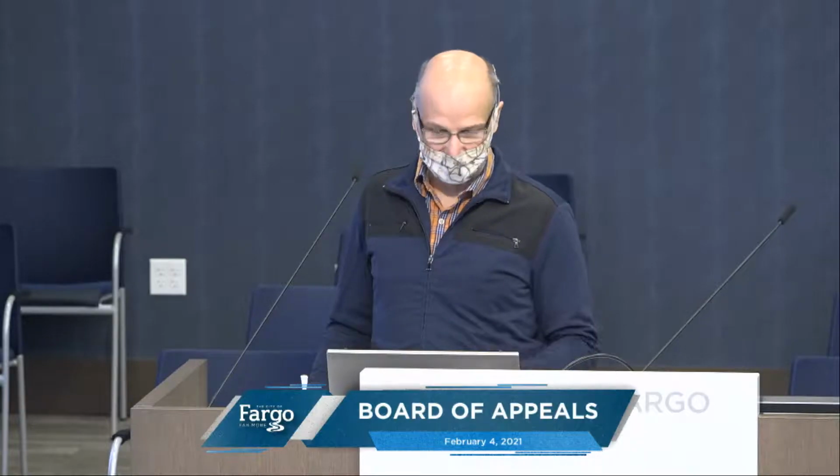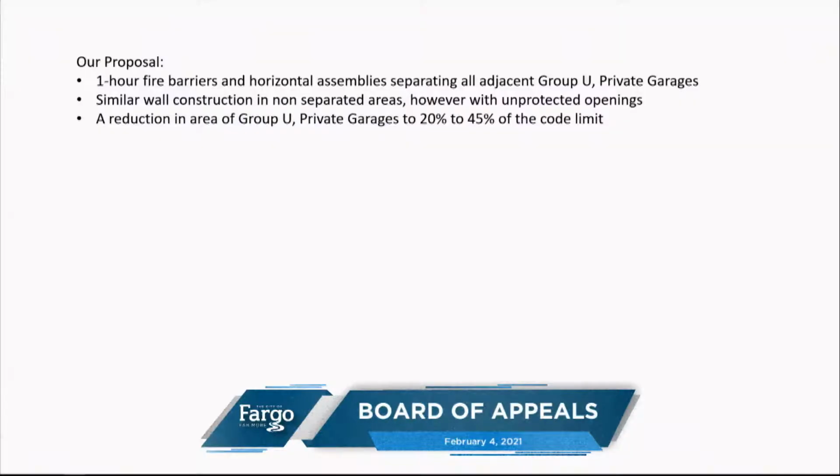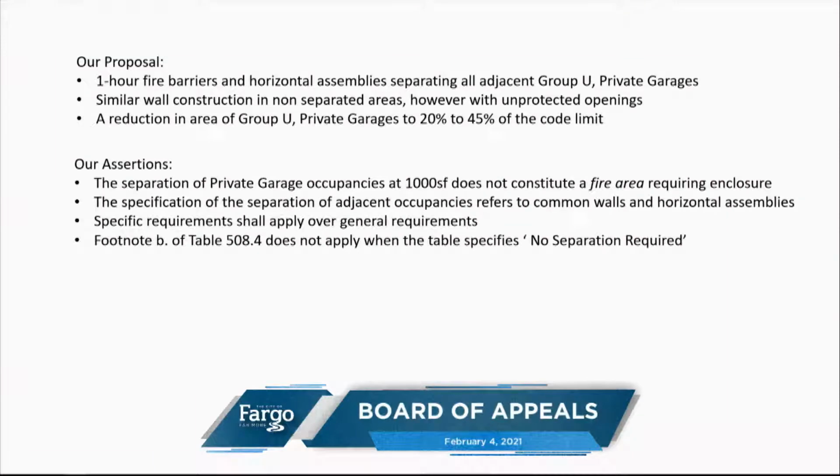We also, as part of our proposal, will have reduced the area of the Group U private garages to much, much smaller than what 406.3.1 allows. They'll only be between 200 and 430 square feet, 20 to 45% of the code limit. Our assertion is that the separation of private garage occupancies at 1,000 square feet does not constitute a fire area requiring complete enclosure. The specification of separation of adjacent occupancies refers to common walls only in the horizontal assemblies.